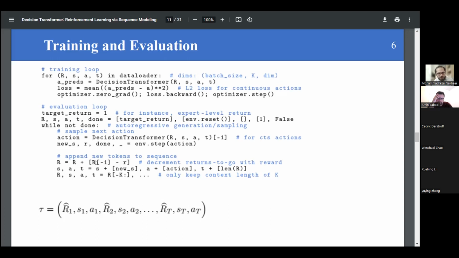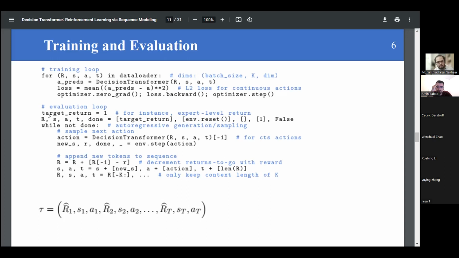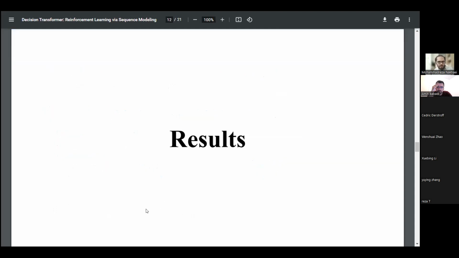The return to go is computed by subtracting this time step's reward so that in the next time step the return to go is computed. And then states and actions and time step are appended to the sequence, and this procedure is continued until the episode is finished and we see the final return. As you can see, the trajectory here consists of return to go, states, and actions. Here comes the interesting part, which is Sorry.